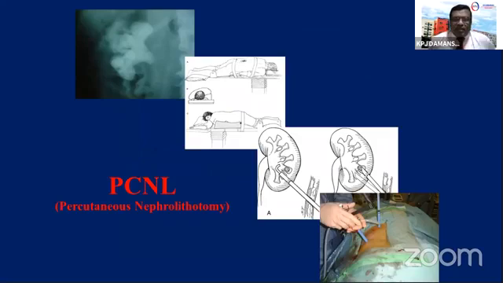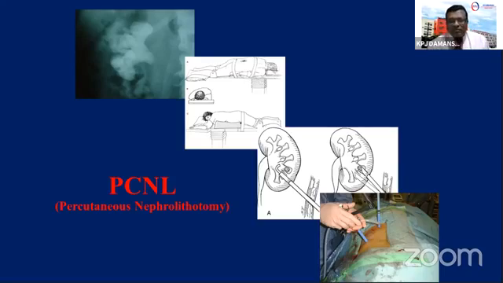Now, the second modality of treatment for kidney stones is what is known as PCNL, also known as percutaneous nephrolithotomy. Very long words, very funny name, but very simple. It's just puncturing the kidney.